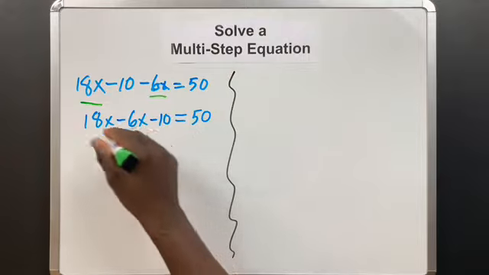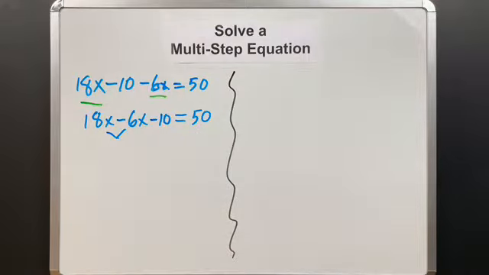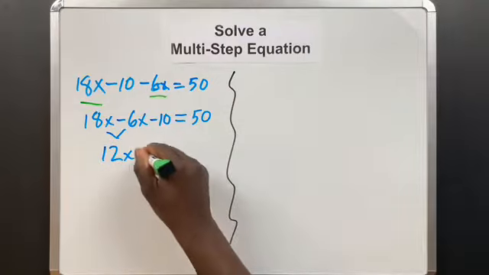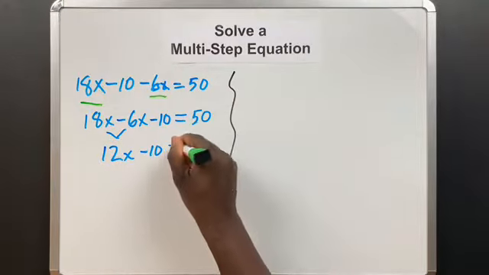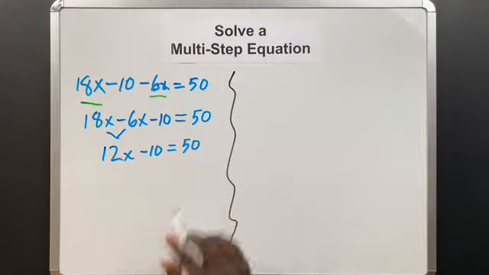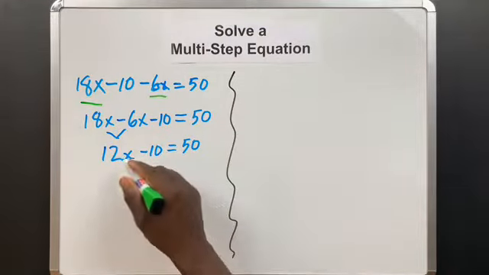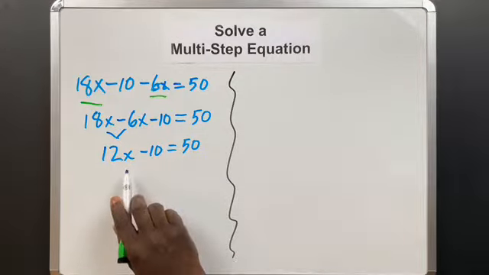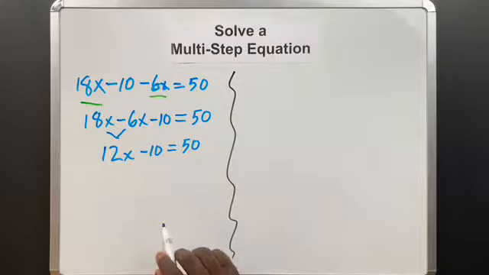All right, so now that we've grouped the like terms together, let's go ahead and combine them. In this case, we have 18 times x minus 6 times x. Right, that's 12 times x. Bring down the minus 10 equals 50. Now we have a simple equation right here. We're solving for x. Remember, we want to isolate the variable x, get x by itself.